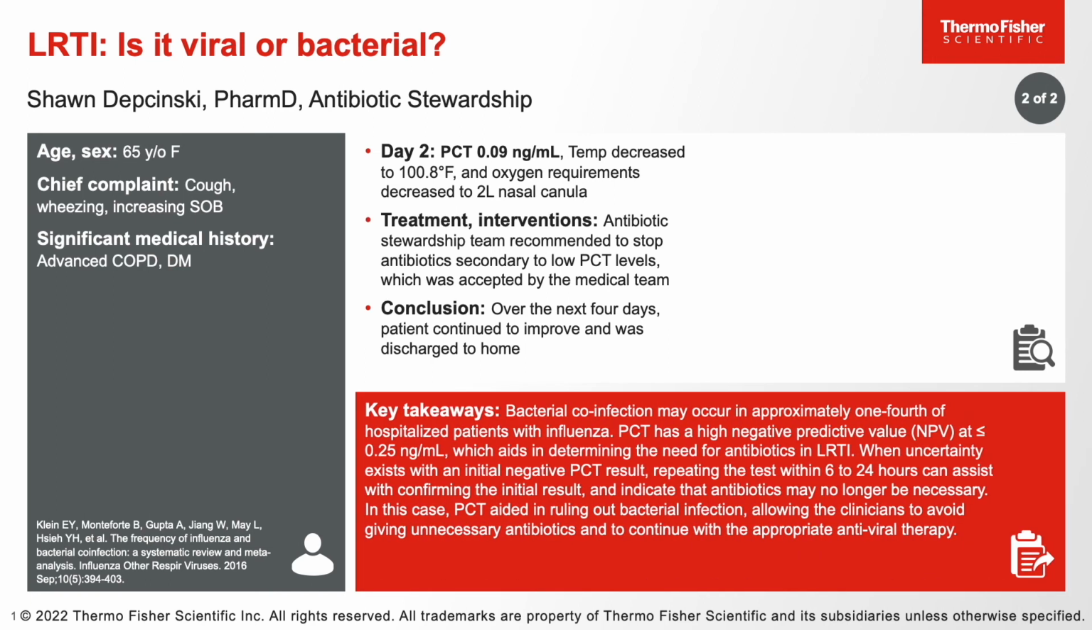Key takeaways here are that although bacterial co-infection may occur in at least 1/4 of hospitalized patients with influenza, procalcitonin has a high negative predictive value when utilized with a cutoff of 0.25 for determining the need for antibiotics in lower respiratory tract infections. When uncertainty exists with an initial negative procalcitonin, repeating the test within 6 to 24 hours can assist with confirming the negative result and indicate that antibiotics may no longer be necessary for your patient.